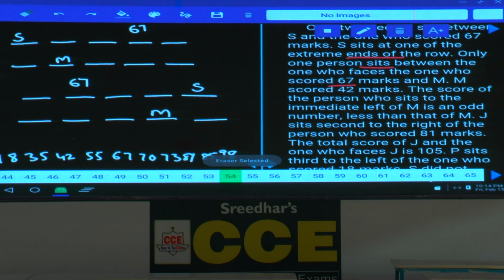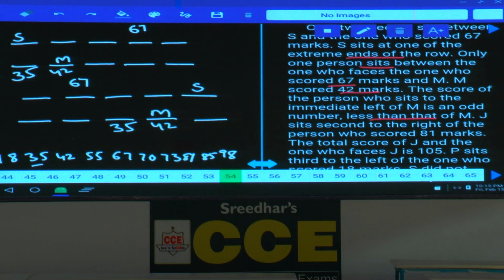The next one. What is the next information here? M scored 42 marks. The score of the person who sits to the immediate left of M is an odd number less than that of M. The odd number less than 42 is, what is the only number here? 35. And the person who scored 35 is to the immediate left-hand side of M. Here also, immediate left-hand side of M. Clear now? The next one.